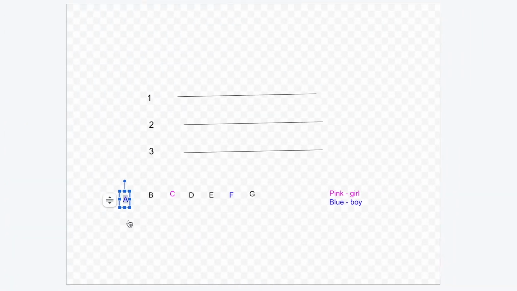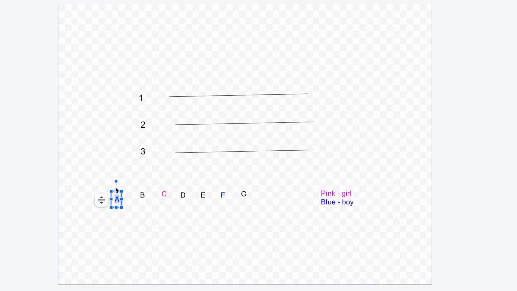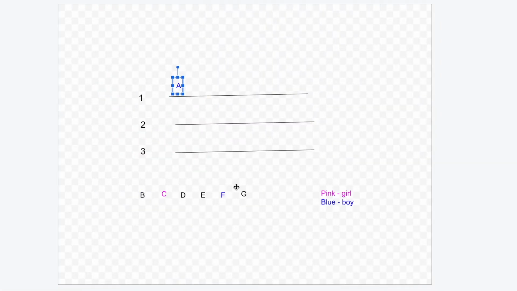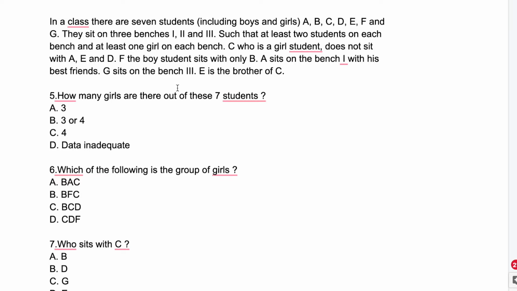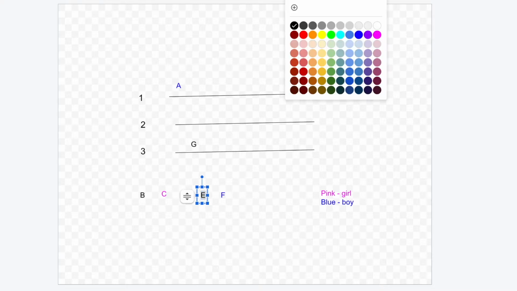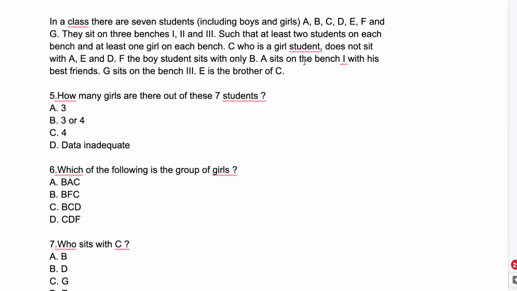They said that A sits on bench 1, so I'm going to move A to bench 1 real quick right now. A is on bench 1 with his best friends. G sits on bench 3. We don't know if G is a boy or a girl, so let's just move that to bench 3 right now. There we go. E is the brother of C, so that we know that E is a boy. So let's change him to the boy color.